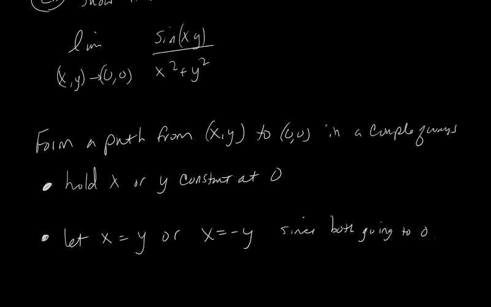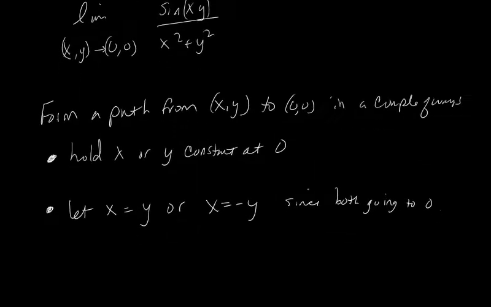Any relationship between x and y works, as long as when one of them approaches the value it's supposed to go to, the other one approaches the value it's supposed to go to. So in this case, both going to 0, as long as x goes to 0, that makes y go to 0, we're good. Or as long as y goes to 0, that makes x go to 0, we're good. Okay, so that's what we're going to do. So let's take a look at what happens when we let x equal 0.